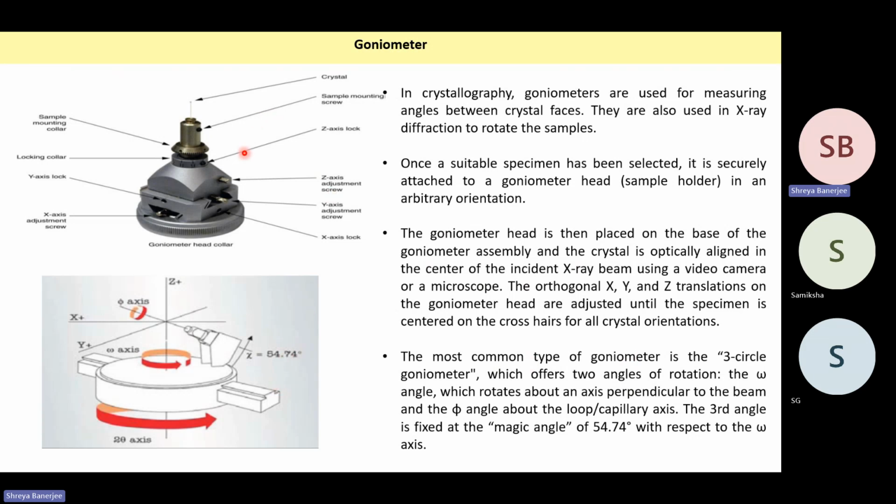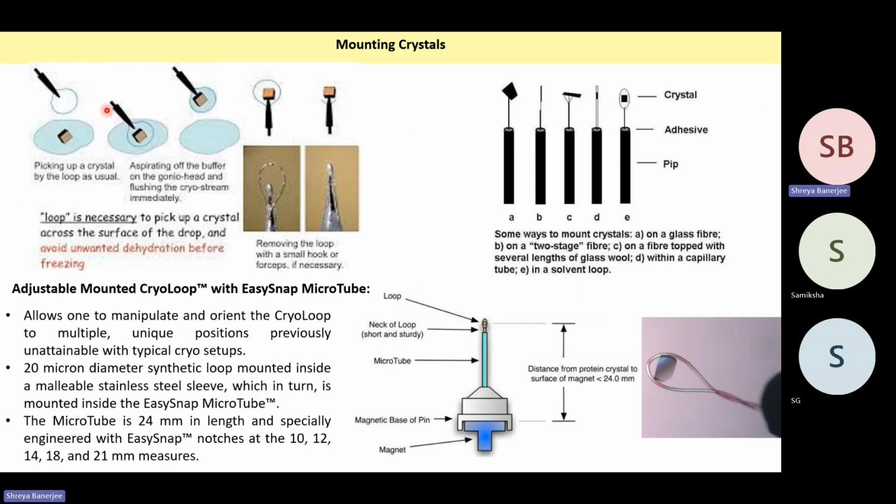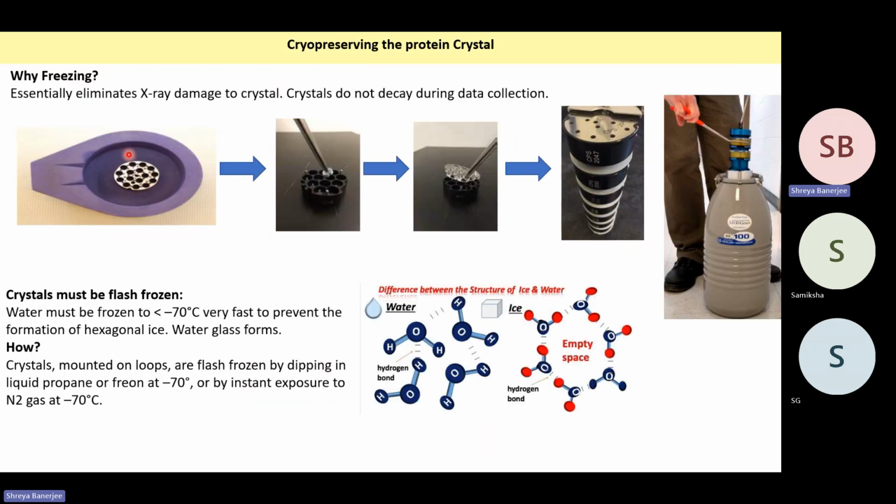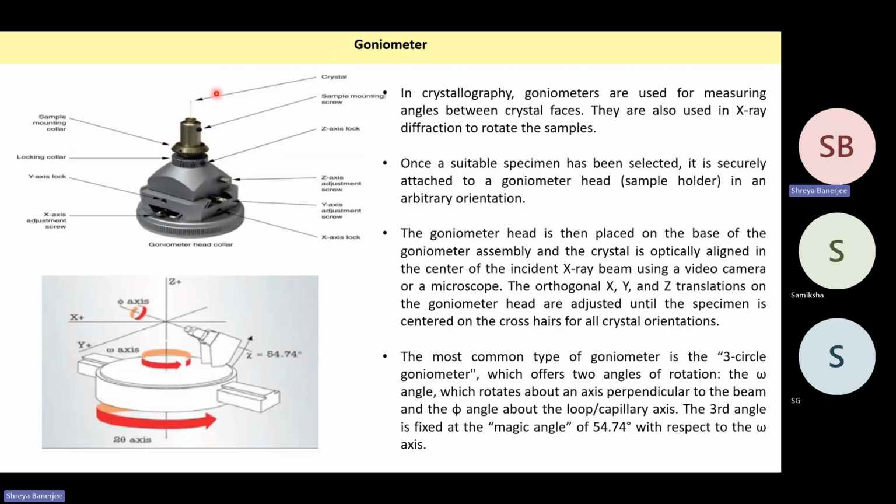So basically, first using the loop, the crystal is picked up from the solution. Then it is flash frozen by dipping into liquid propane or freon or nitrogen at minus 70 degrees Celsius. And then it is mounted on the head of the goniometer, and the goniometer is oriented at an angle of 54.74 degrees called the magic angle, at which the X-ray resolution is best. So that is the instrumentation of this process.